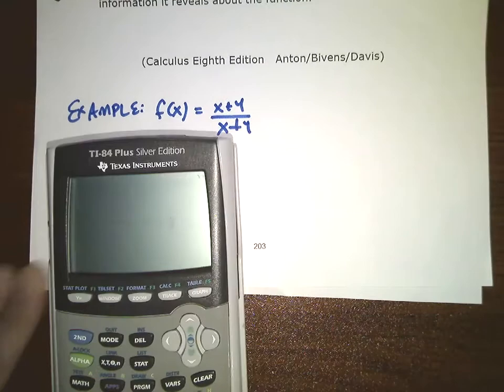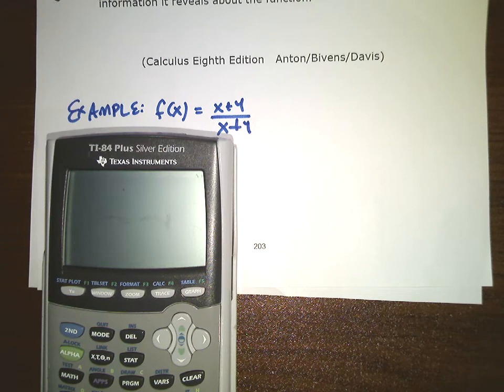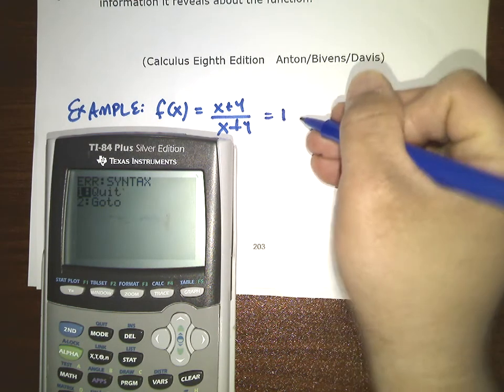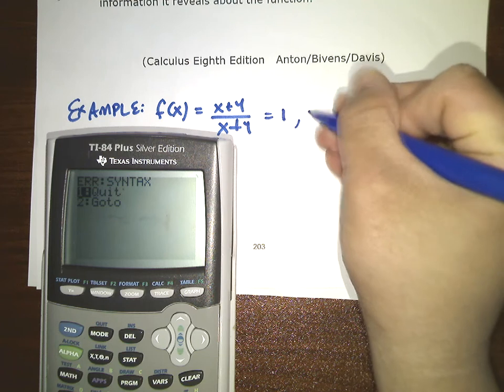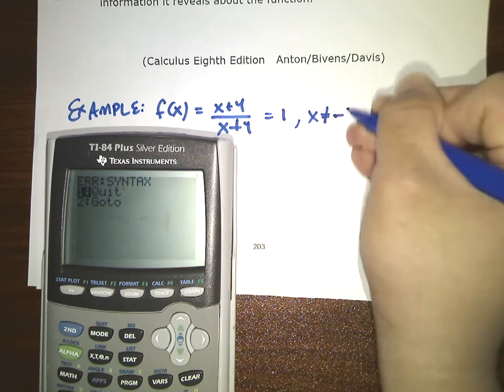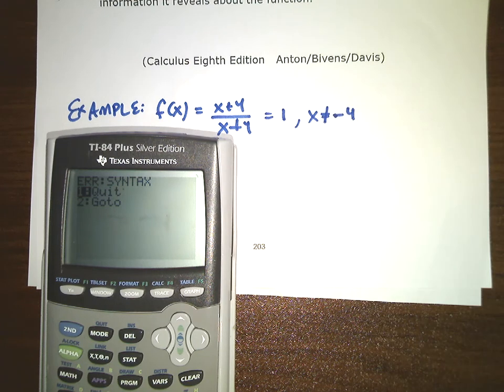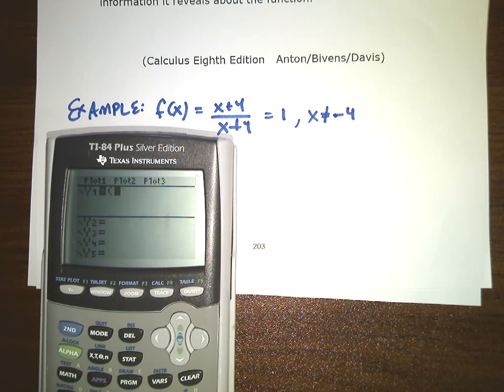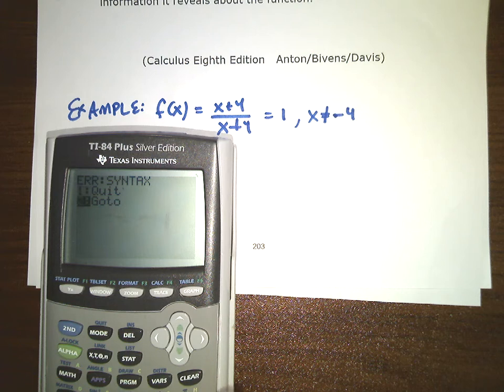So, well, just visualize it, because hopefully you can see that this is 1, except when x is not equal to -4, because -4 would make the denominator equal to 0, right? So if I go ahead and I graph this, x plus 4 divided by x plus 4, and I go ahead and I graph this, see, the calculator won't even do that.